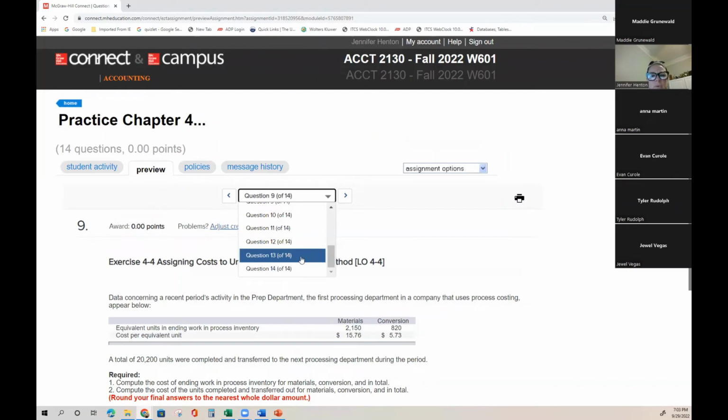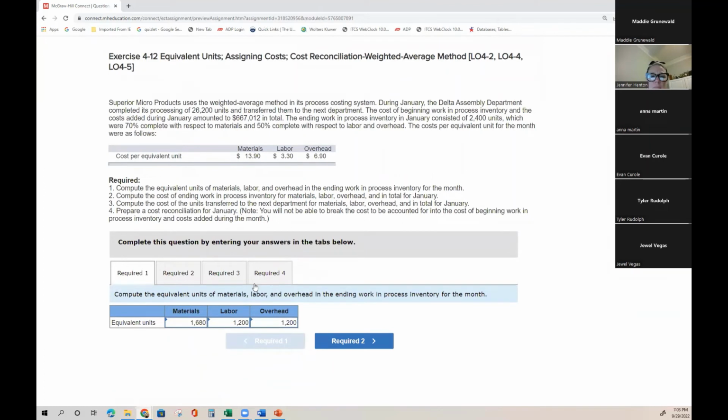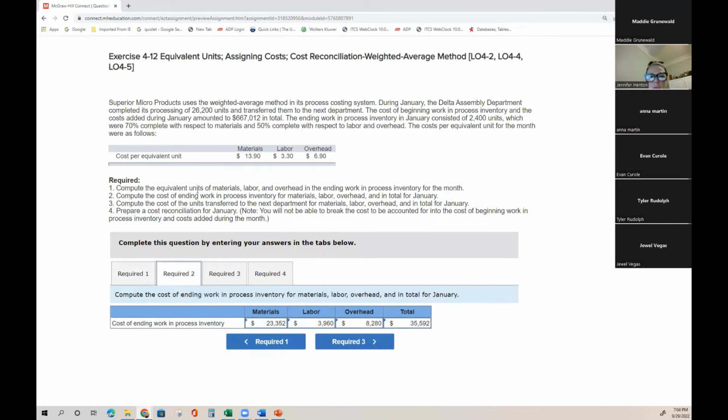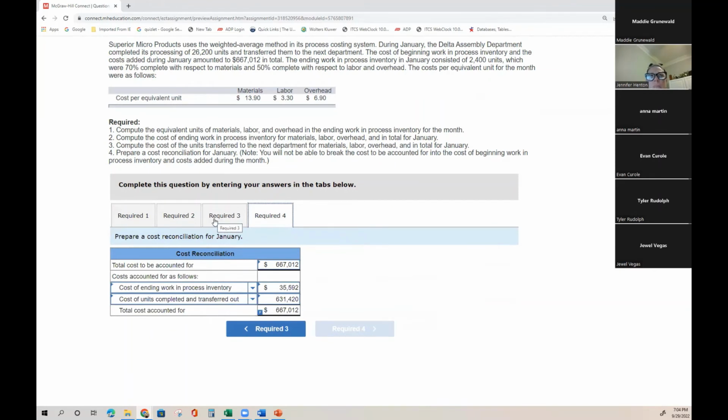Let's see if I have one that has multiple. Sometimes I'll have one that has multiple steps. So this one, you have to compute the equivalent units, compute the cost of the ending work in process inventory. So this is just combining all the exercises that you work up to. Compute the cost of the units transferred to the next department, and then prepare the cost reconciliation for January. So the last slide is kind of that reconciliation that we were talking about.